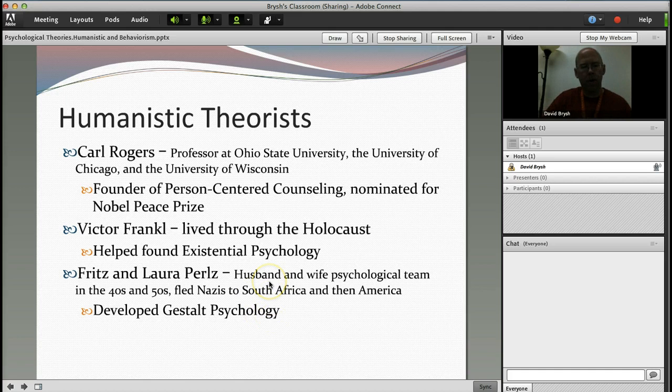Then there's Fritz and Laura Perls. They're a husband and wife team from the 40s and 50s. They actually fled the Nazis and emigrated to South Africa, and then eventually to America. Another group that was changed by World War II. And they developed a theory called Gestalt psychology. That's how you pronounce it, Gestalt. They're German, right? So Gestalt, or Austrian, I can't remember now, but very closely aligned.